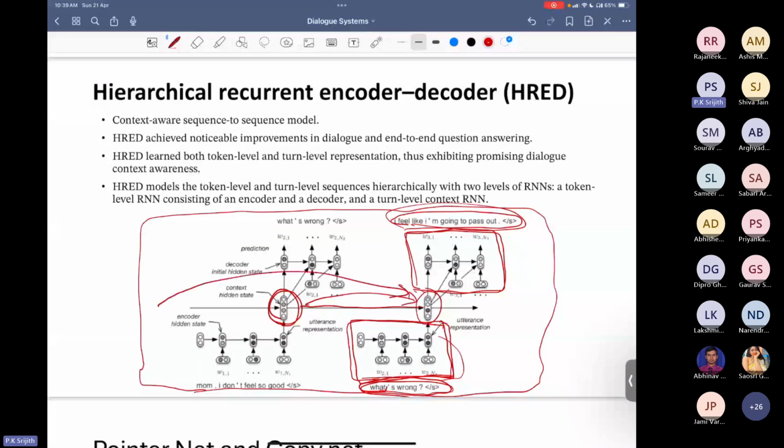What they have proposed is that we can capture the dependence on the previous turns using an RNN. It maintains an encoder to map the current input message from the user into some hidden representation.